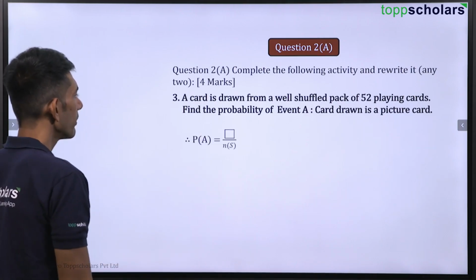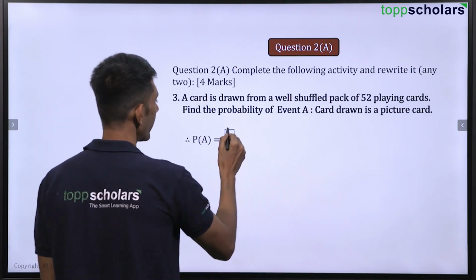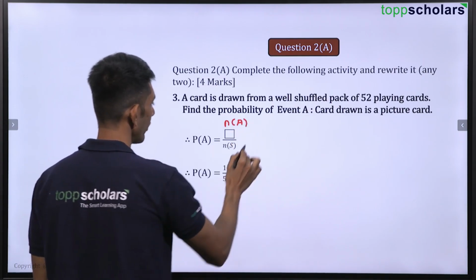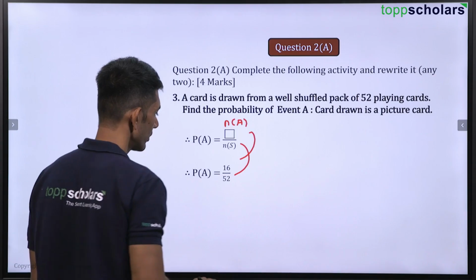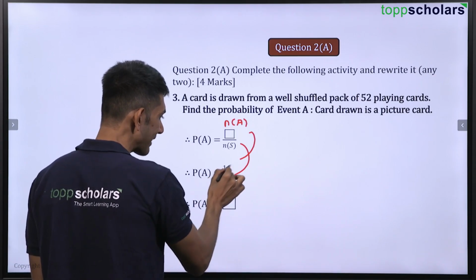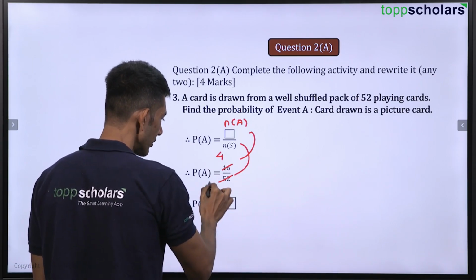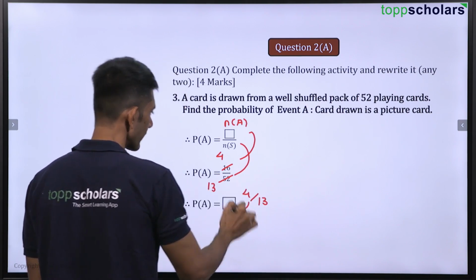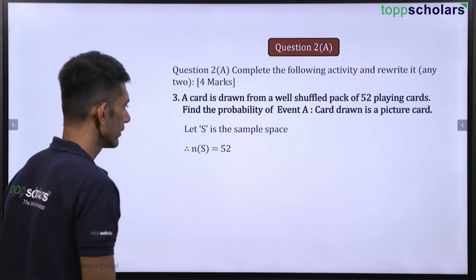So what will be the probability? The probability will be n of a by n of s. N of a is 16, n of s is 52. Again, you need to do the cancellation. 4 4s are 16, 4 13s are 52. That's it. Let us see the solution.